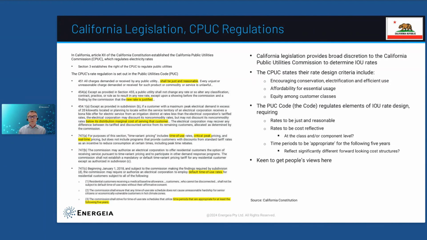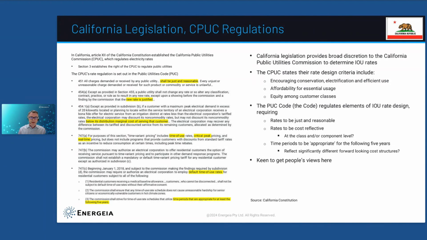So in summary, the PUC code sets out that rates should be just and reasonable. They should be cost reflective, but there's no further guidance as to what that means precisely. Is that just at the class level overall, or is it at the component level as well? I would lean towards component level, but I'm not a lawyer and certainly not familiar with specific case law on this particular topic. In terms of what an appropriate time period is, again, more specificity would be helpful.